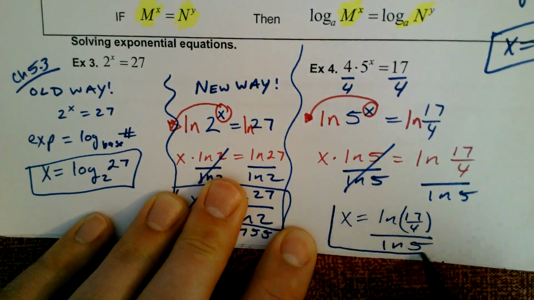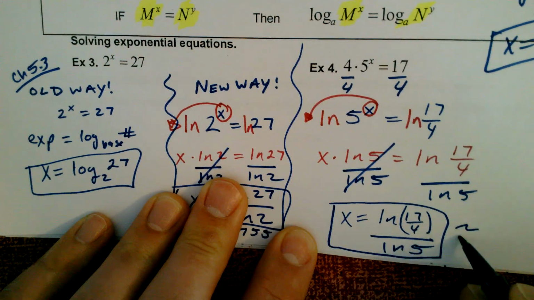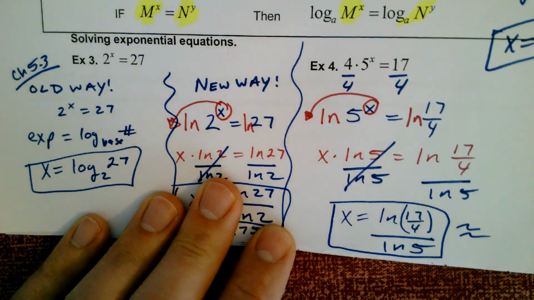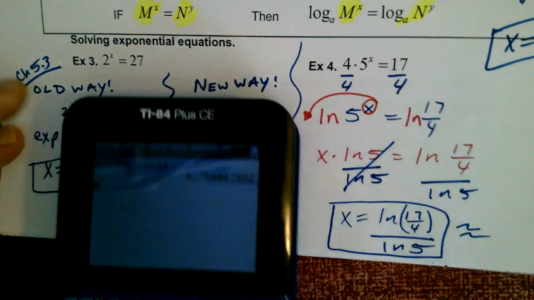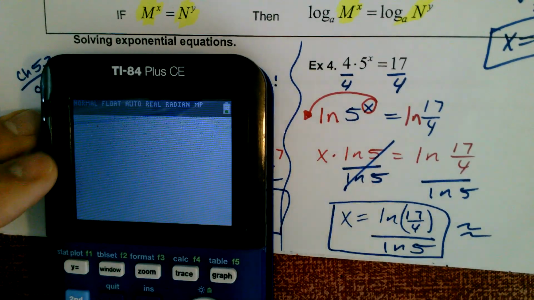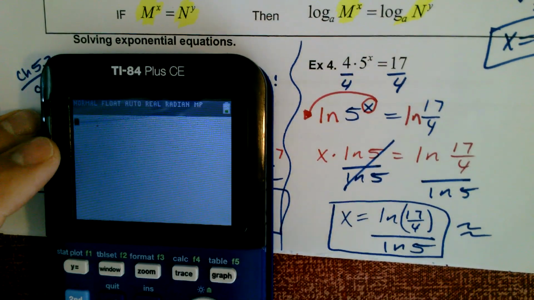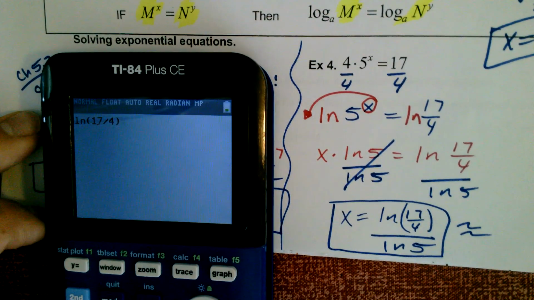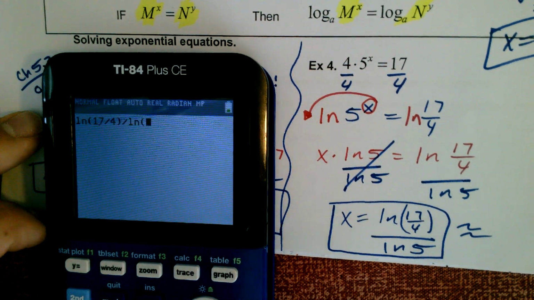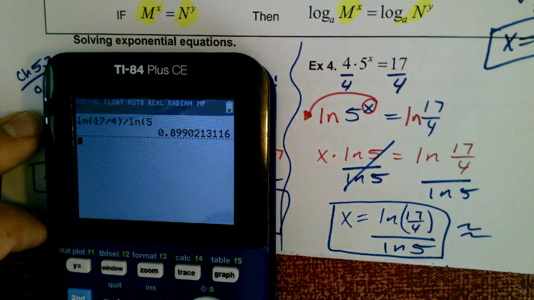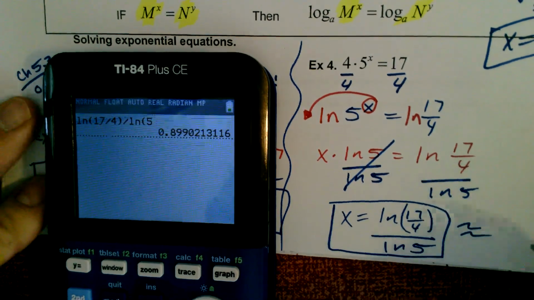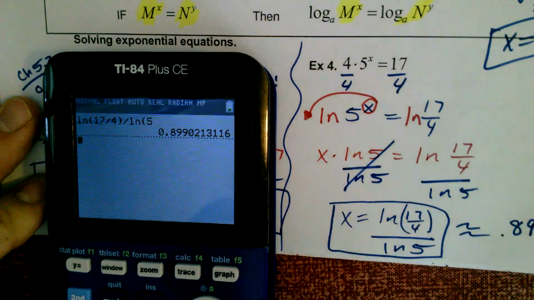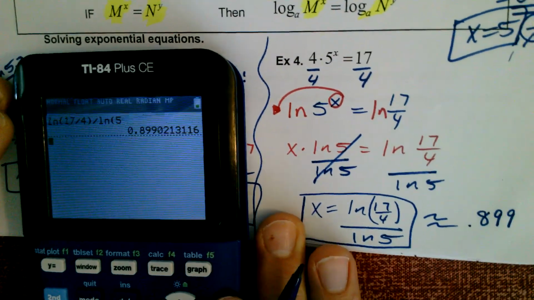Okay, that's my exact value. That's what I'd punch into my MyMathLab. If they wanted common logs, then I'd do LOGs instead of LNs. Same thing, if they want the approximation, I throw it in my calculator. I've got the natural log of 17 divided by 4, close it, and then divided by the natural log of 5. And I should get 0.8999. I round to 3 decimal places or whatever it asks me to do. So that's my approximation there.